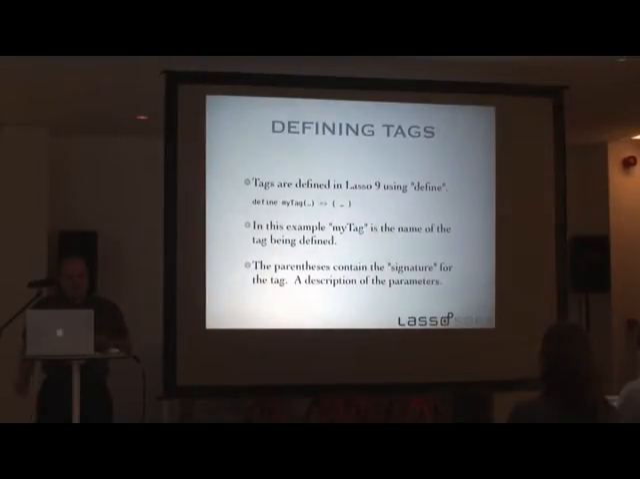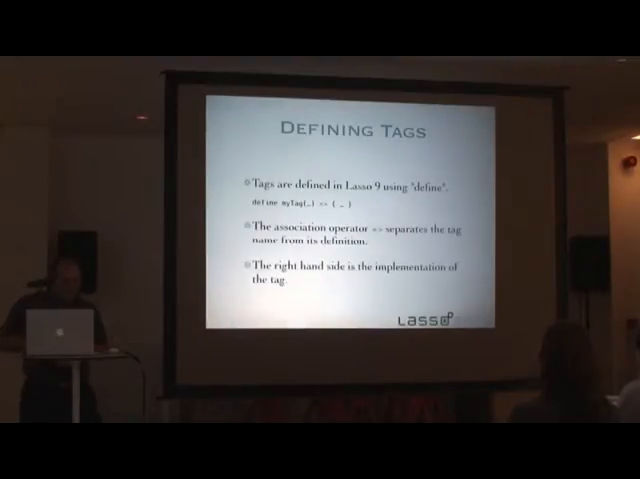So my tag is the name of the tag being defined. The parentheses contain a signature, which will be a description of parameters. I'll talk about each of these elements later. And then just two more. The association operator is the little arrow, and the right-hand side I call the implementation of the tag.